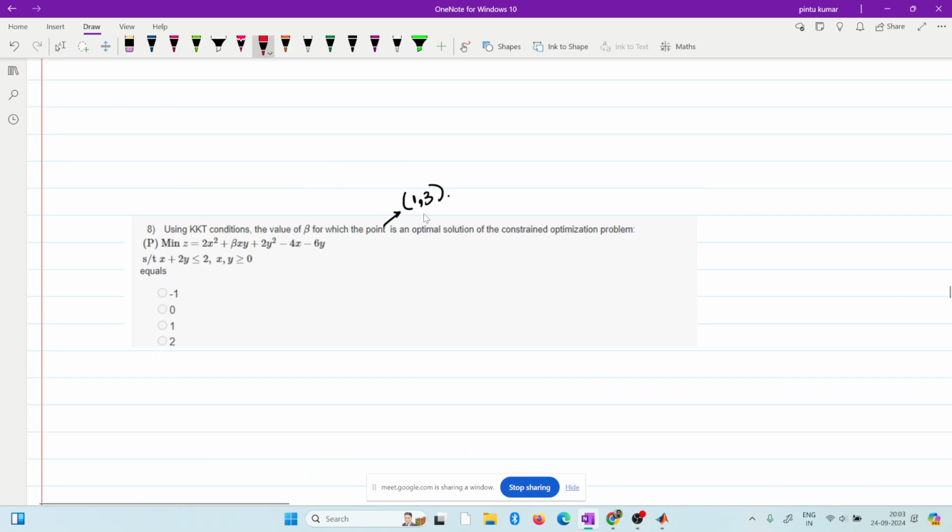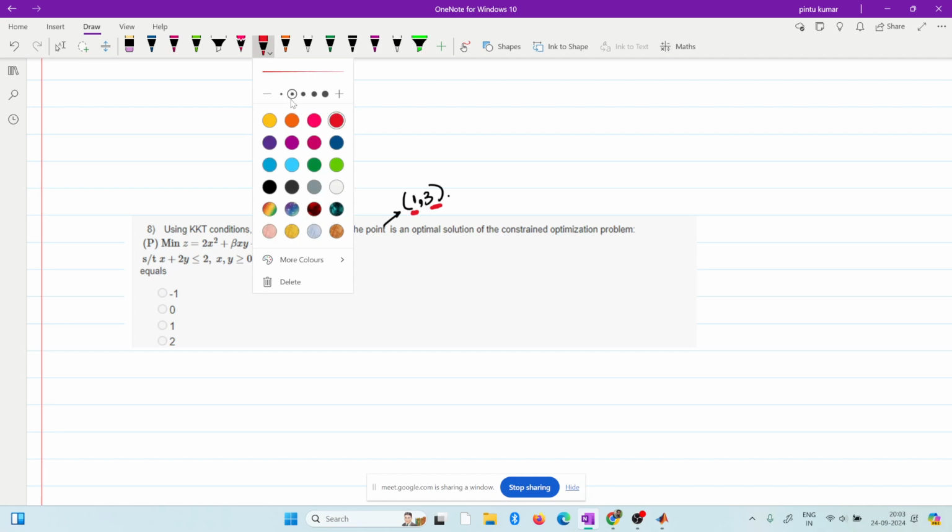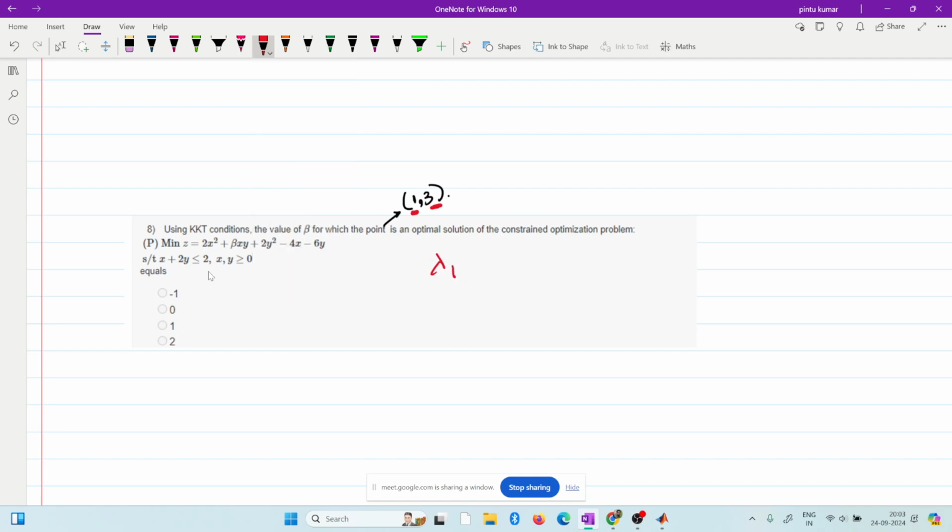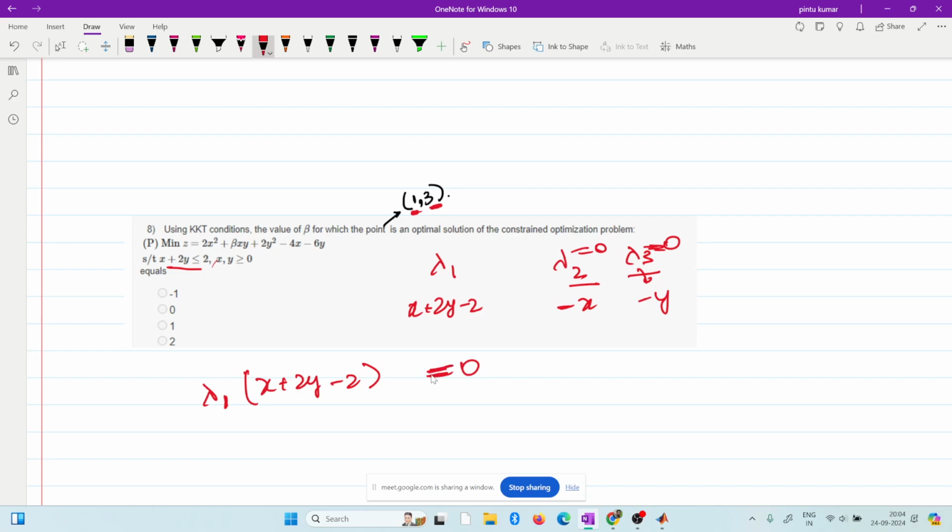Okay, as we know the point is 1 comma 3. Then it is clear that lambda 1 is corresponding to x plus 2y less than equal to 2. So this is x plus 2y minus 2. Lambda 2 is corresponding to minus x. Lambda 3 is corresponding to minus y. Because both the points are non-zero, my lambda 2 and lambda 3 become 0. This thing is pretty clear. Now, just look at the derivative. So what we have is lambda 1 times this x plus 2y minus 2. This should also be equal to 0. This is one condition that we have.